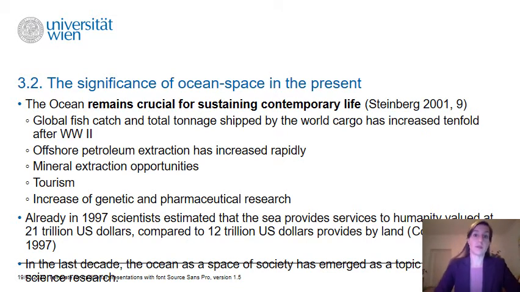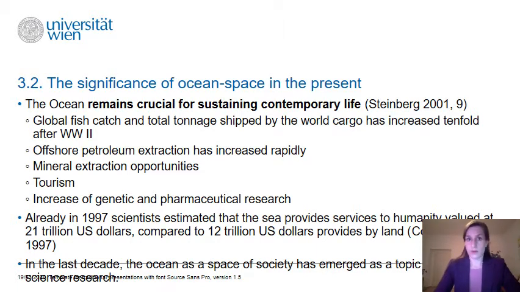Another very important factor is petroleum extraction offshore, which has increased rapidly with the technological possibilities to extract oil in the ocean. Another very important issue that, however, has not yet developed very fast, also because it's still very expensive, is mineral extraction from the seabed. So the extraction of minerals such as gold, copper, and other minerals that are expected to be in the seafloor. And there are already several companies and state actors that have an interest to extract these resources through deep sea mining.